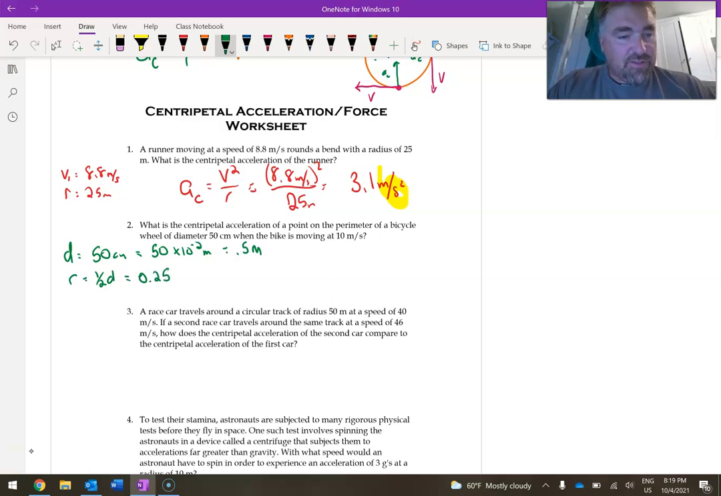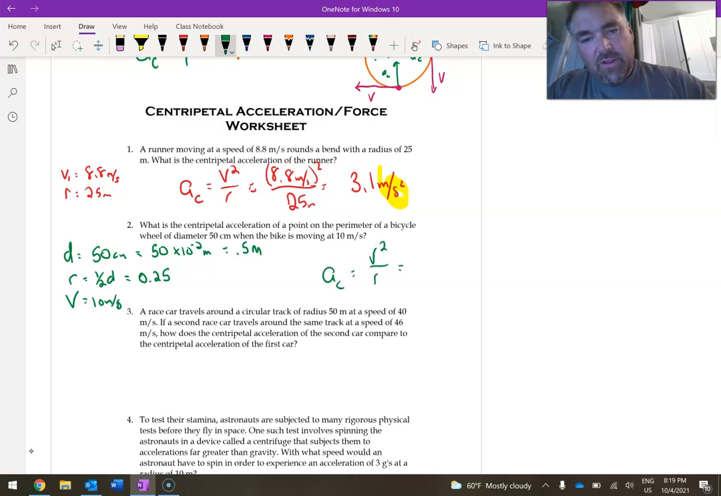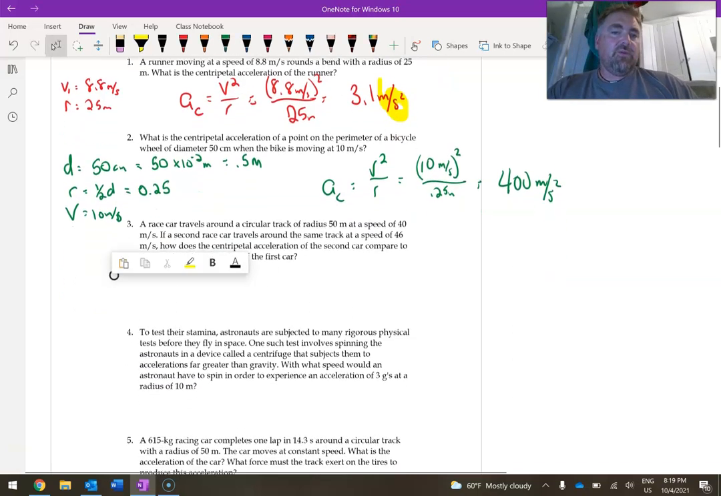And the other thing they tell us is that we have a speed equal to 10 meters per second. So, if I want to find the centripetal acceleration, I have to take my speed squared over my radius. So the speed, which is 10 meters per second, again, don't forget to square it. Divide that by my radius, which was 0.25 meters, and that's going to give us a whopping 400 meters per second squared.